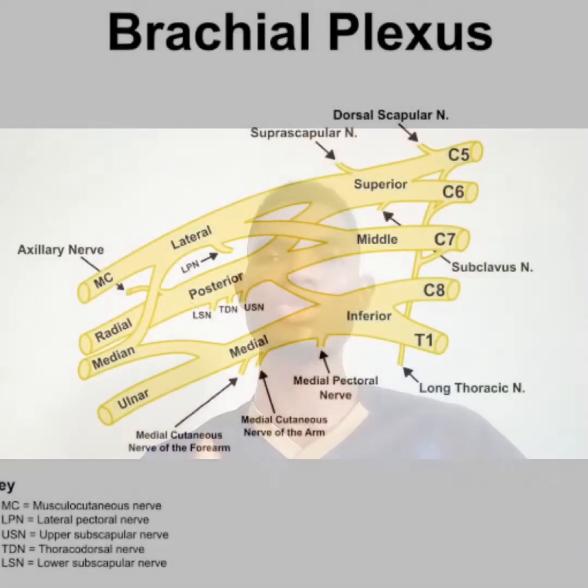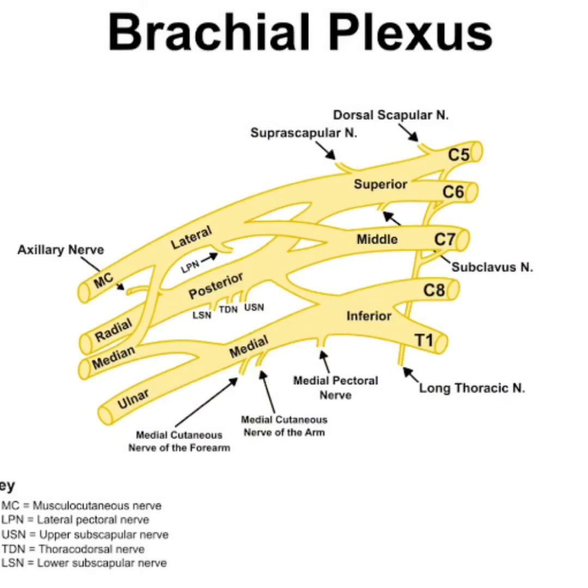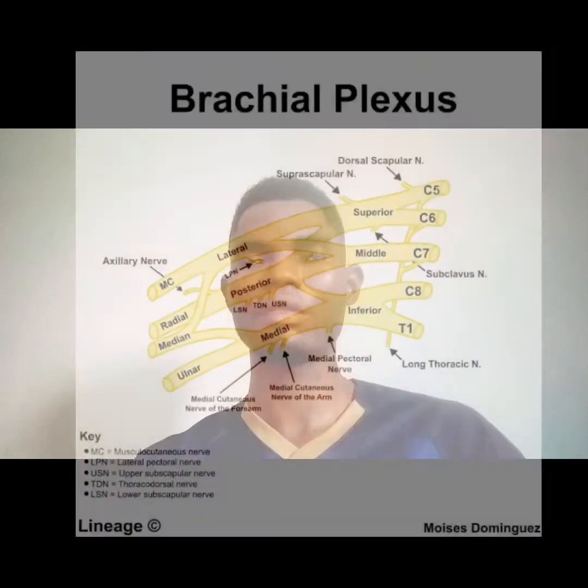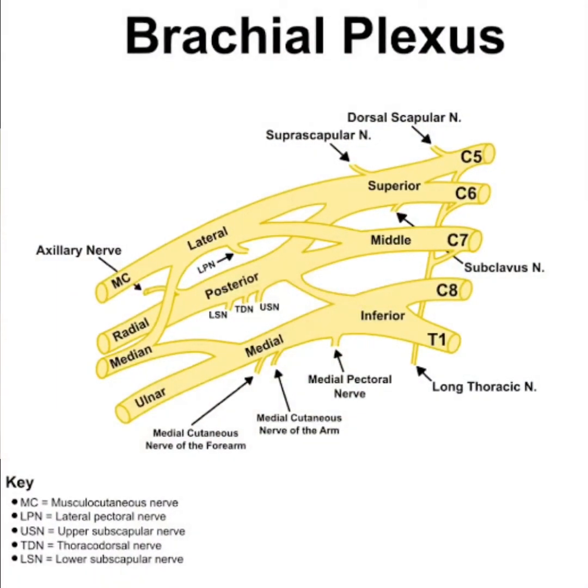Although the brachial plexus also has minor branches, and these minor branches come out from different parts of the brachial plexus. For the roots of the brachial plexus, you have the dorsal scapular nerve and the long thoracic nerve. Then for the trunk you have the suprascapular nerve and the nerve to the subclavius. For the lateral cord you have the lateral pectoral nerve. For the medial cord you have the medial pectoral nerve, the medial cutaneous nerve of the arm and the medial cutaneous nerve of the forearm.